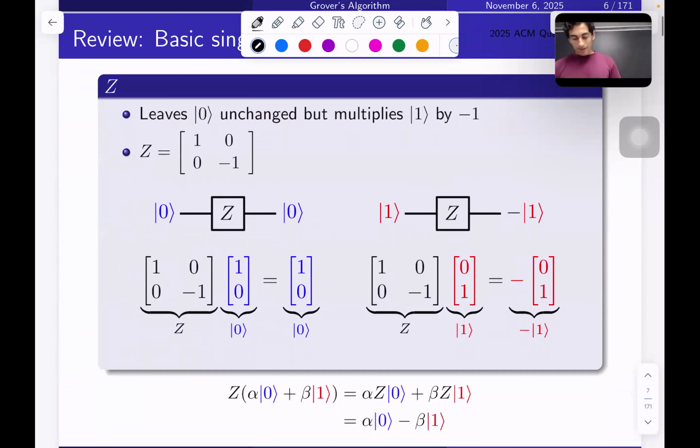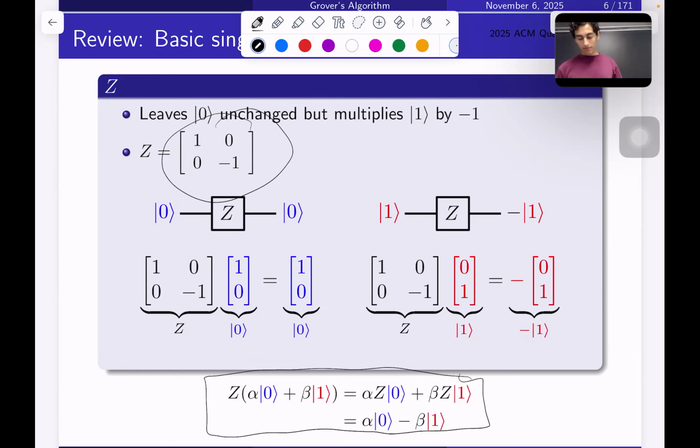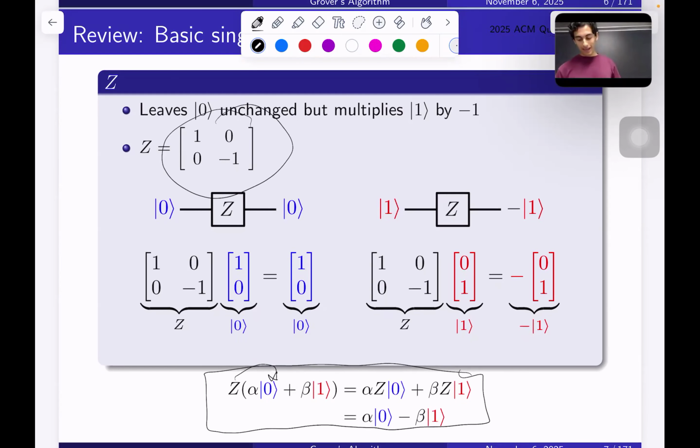The Z gate's operation is to leave 0 unchanged, and then multiply 1 by a -1 coefficient. This is its matrix form. And then again, remembering that these gates are linear, if you apply it on a superposition of 0 and 1, you can distribute the gate and then see how it acts on just the 0 and the 1. Questions on the simple gates and stuff we've covered?